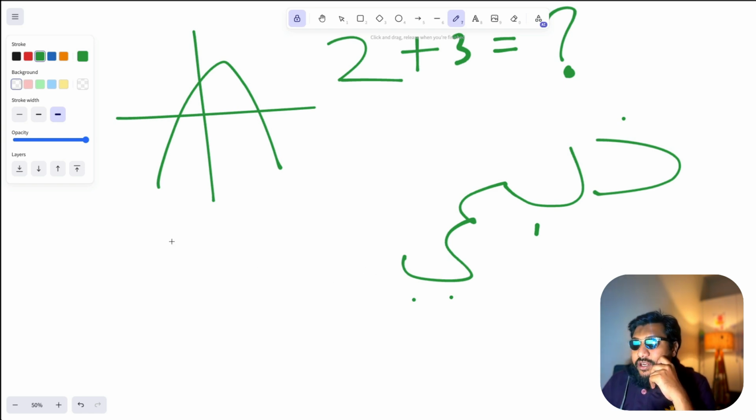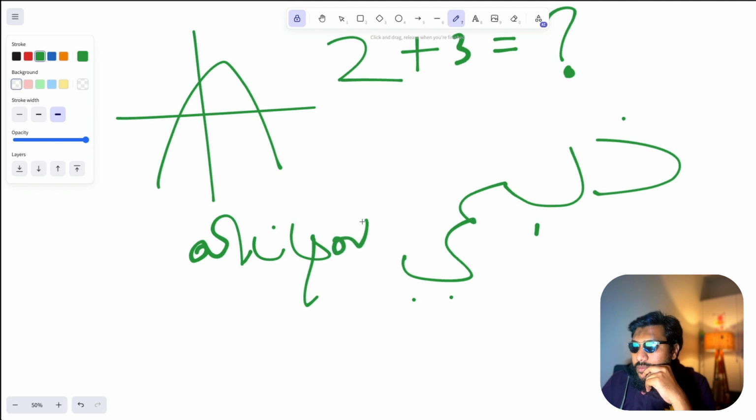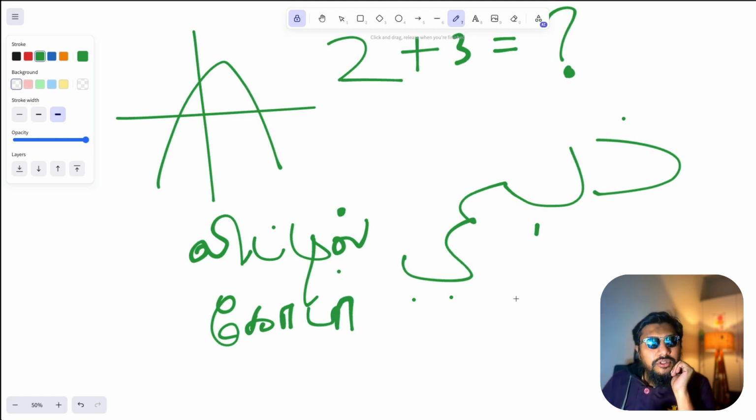Okay, so let me write something else. I'm going to write... Okay, I'm ready when you are. How about this? That is written in Tamil. The word seemed to be "Vital Kolha". Okay, not entirely correct, but let's go ahead with that.